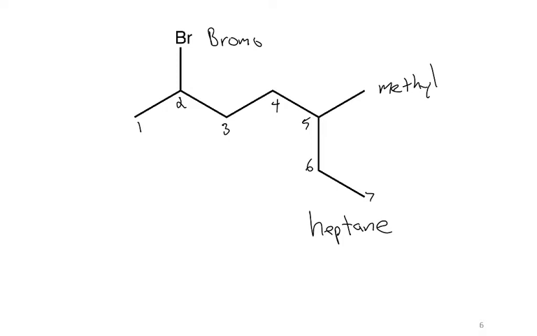So then this is 2-bromo, this is 5-methyl, and I put these in alphabetical order. The B in bromo comes before the M in methyl. So this is going to be 2-bromo, 5-methylheptane. And just another note, in between each number and each substituent, I put dashes, except the last substituent can go right into the base name. So I've got 2-dash-bromo, dash-5-dash-methyl, and then the methyl can go right into the heptane.